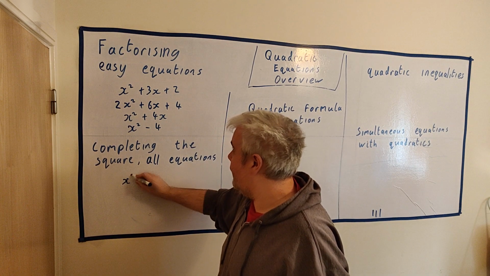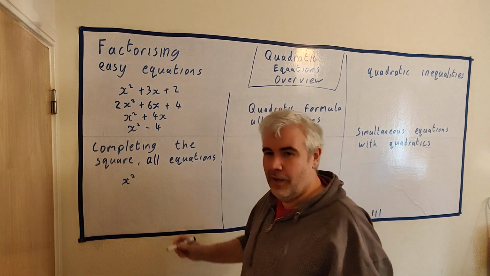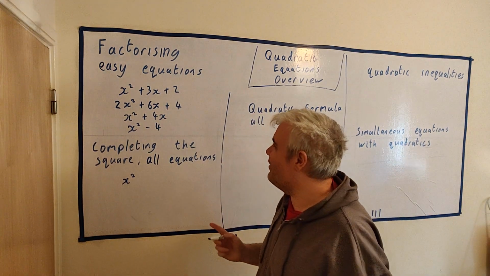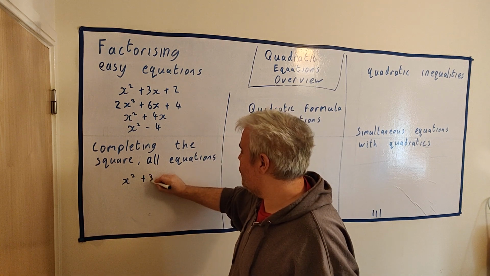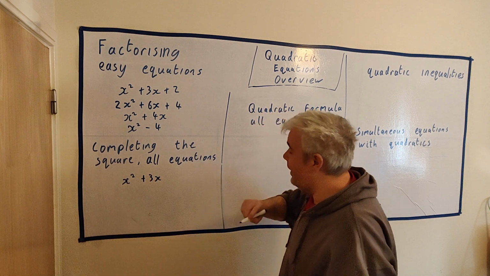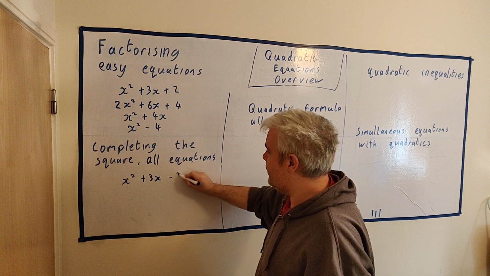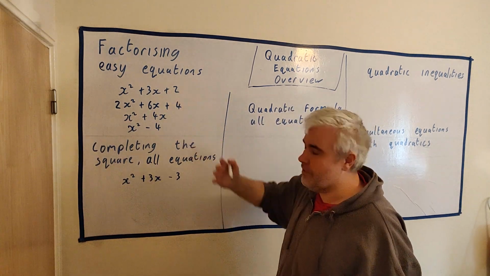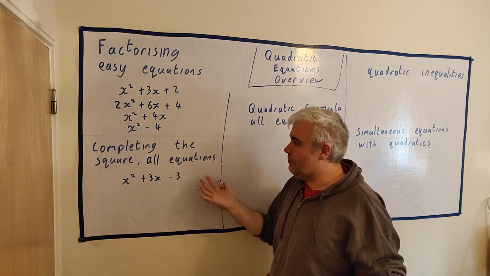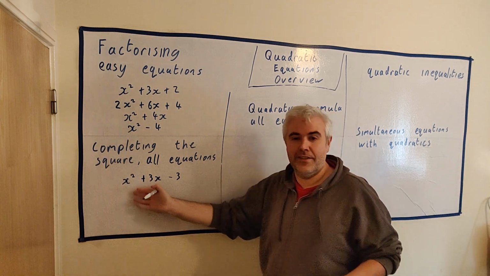So let me put up one that won't work. X squared. Oh wait, I might end up picking one that it won't do. So let me be a little more careful. Let's just say plus 3x and then minus 3. Yeah, this will not be easy to do with this, but with the completing the square method, this will work fine.